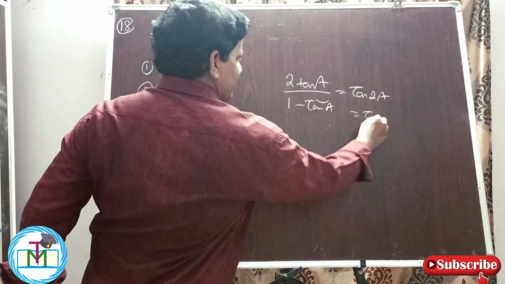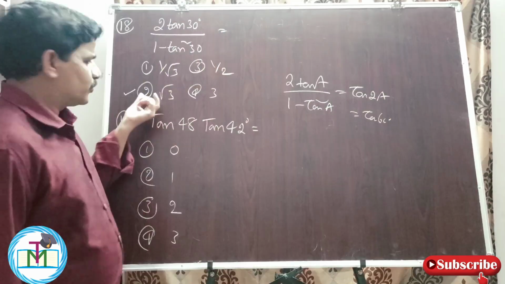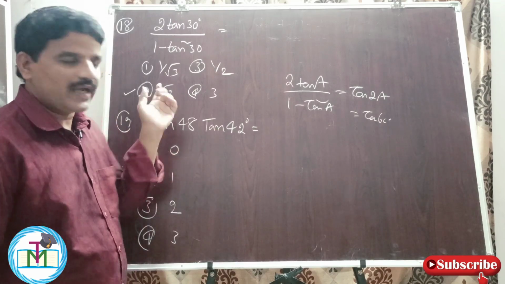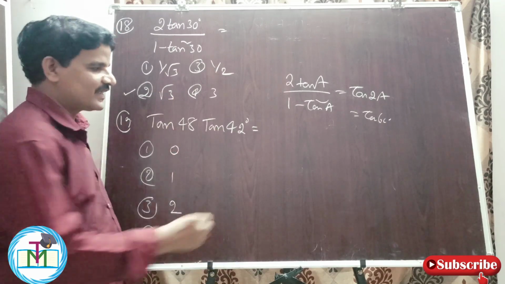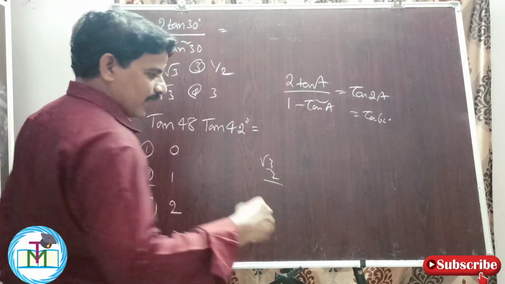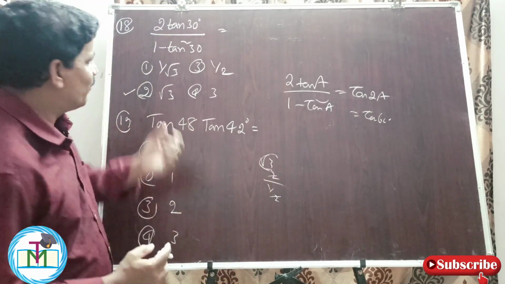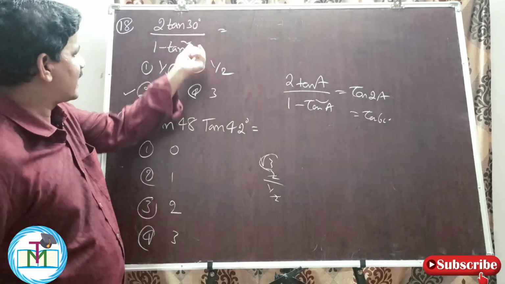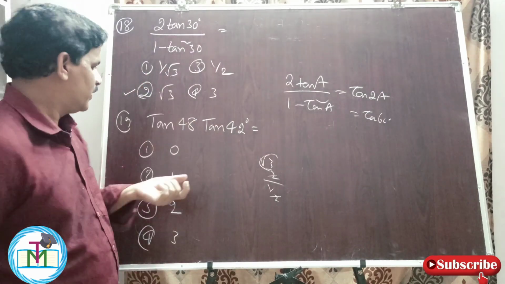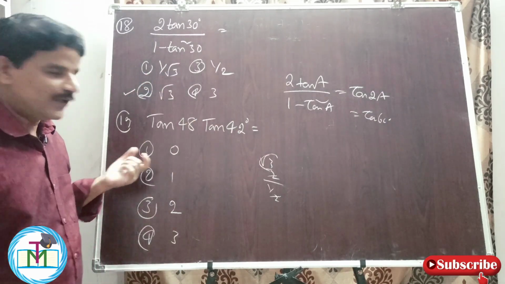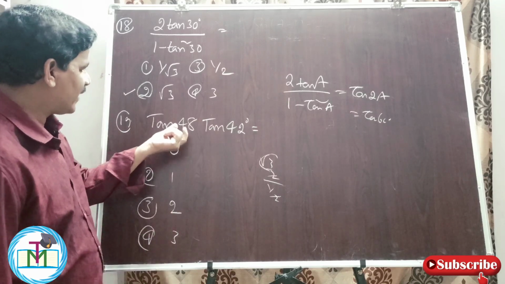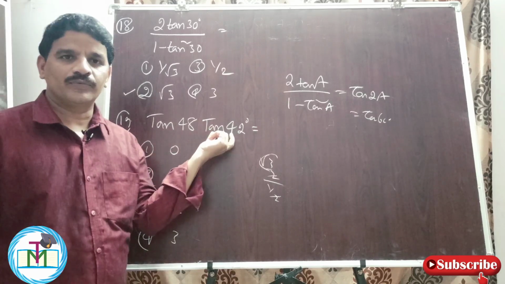Tan 60. Tan 60 is equal to how much? Root 3. Or else you can remember the sin 60. Sin 60 is root 3 by 2. Cos 60 is 1 by 2. 2 gets cancelled, root 3. Therefore, simple question, 2 tan 30 by 1 minus tan square 30 is root 3. Now, question number 19, you can also think this question, tan 48 into tan 42.